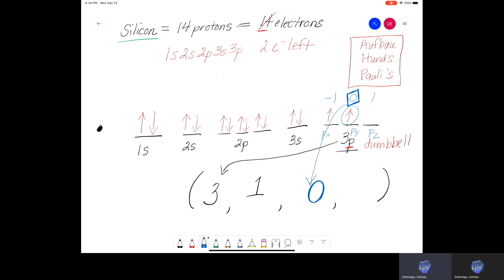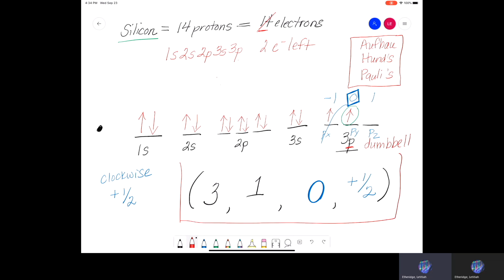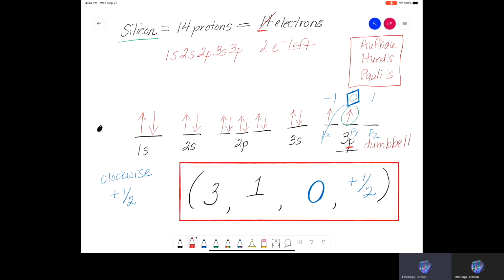Okay, now the last thing is going to be spin. So if your electron is facing in the up direction, that means that the spin is going to be clockwise. To designate a clockwise spin of an electron, you're going to use the number +1/2. So over here for your last quantum number, it'll be +1/2. Okay? And then when all is said and done, these are the quantum numbers for silicon right here: 3, 1, 0, and +1/2. Hopefully that was helpful for you.